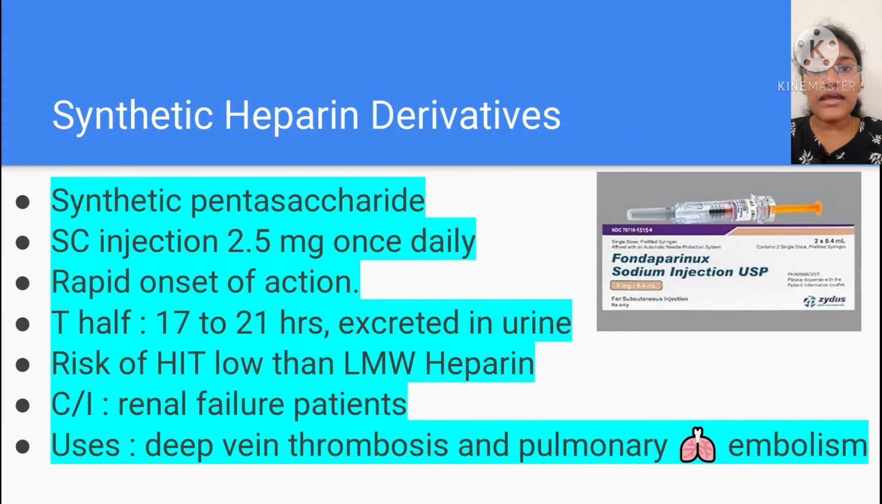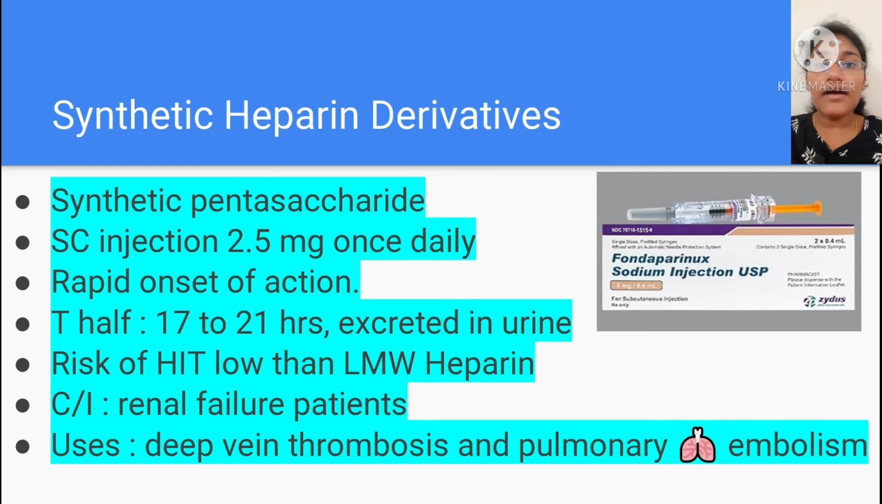Now let's go to synthetic heparin derivatives, and we have one more topic, that is heparinoids. Synthetic heparin derivatives are made synthetically, and it is a pentasaccharide. An example is fondaparinux, which inhibits factor 10A, and can be given as a subcutaneous injection of 2.5 mg once a day. It has a rapid onset of action, a half-life of 17 to 21 hours, and it is excreted in urine, so it cannot be used in patients with renal dysfunction. It is used to treat deep vein thrombosis and pulmonary embolism.